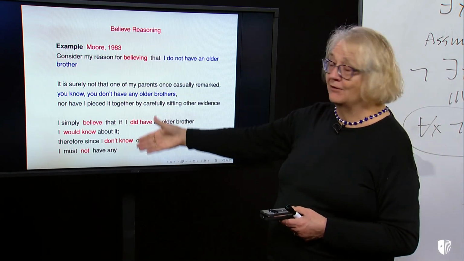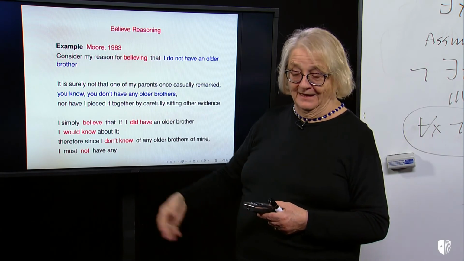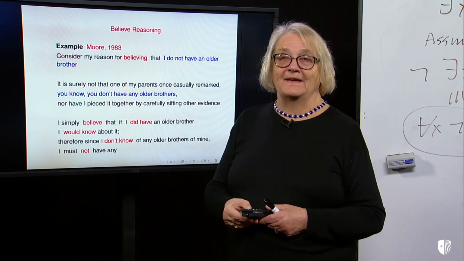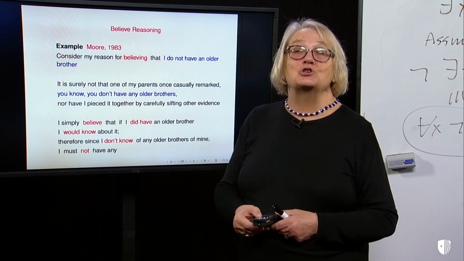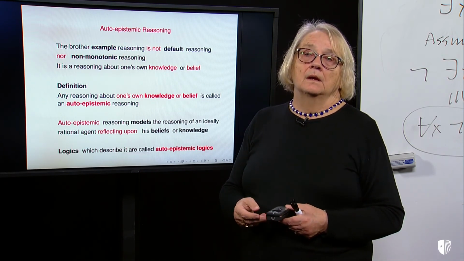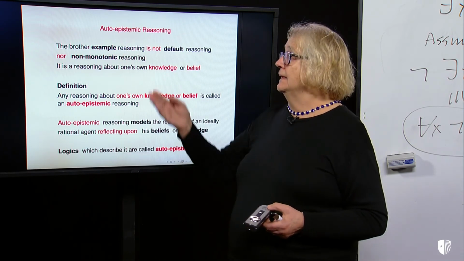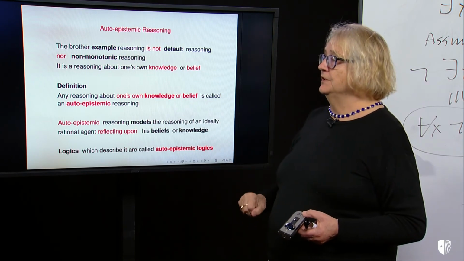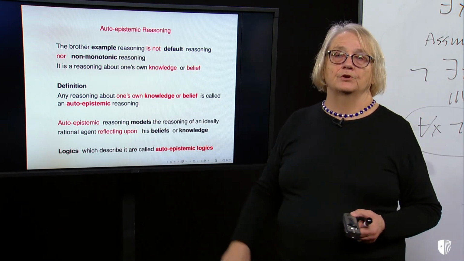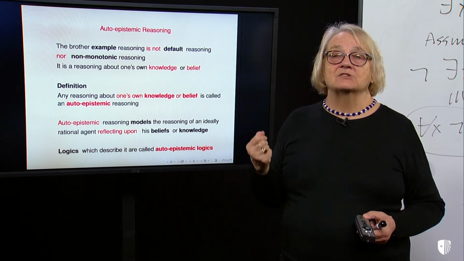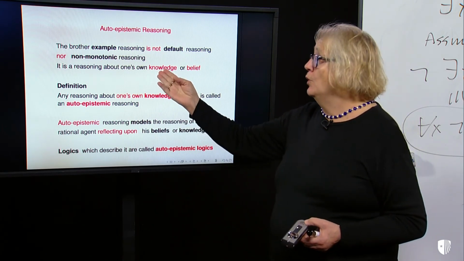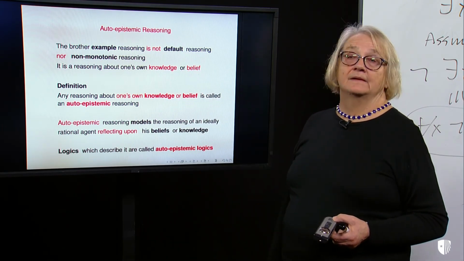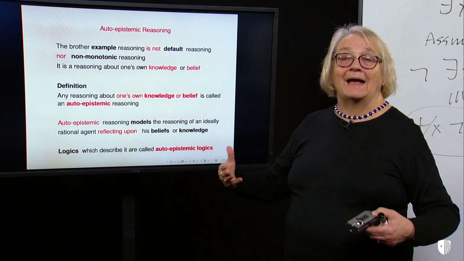So I read it very carefully because that is like Russell's paradox, a nicely original statement. The brother example is not default reasoning and it's not non-monotonic reasoning. That is reasoning about one's own knowledge or belief. So we have a new type of reasoning.